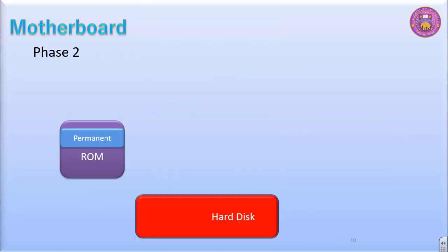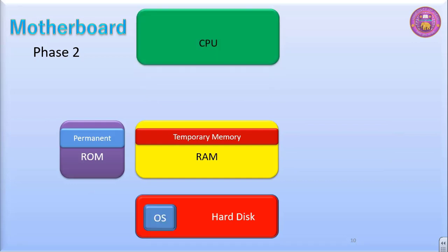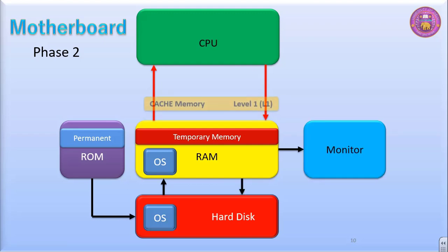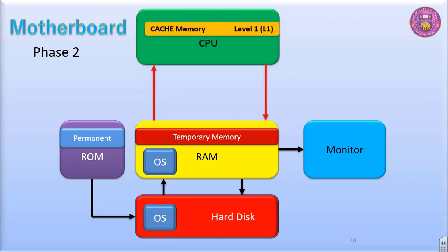In phase 2, we know that cache memory is in between CPU and RAM. In phase 2, some technological advancement took place and we shifted this cache memory within the CPU. Now this becomes internal cache.